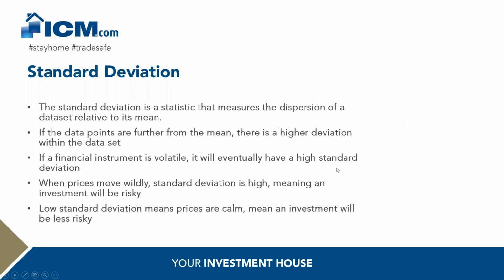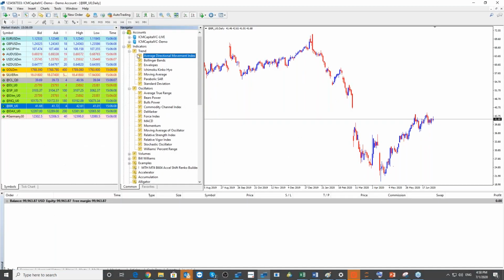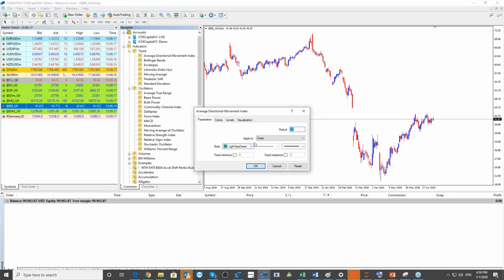I'm going to go to the MetaTrader 4 platform in order to explain to you these indicators. So first you come under Navigator, you go for Indicators, Trend, and you plot the average directional movement index on the chart. Here you can choose the period. So for example, let's put period 14.